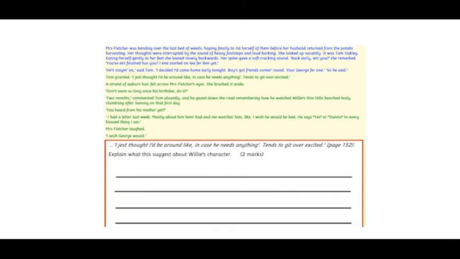Okay, Year 6, so now we're going to have a go at solving the question. The question says, "I just thought I'd be around like, in case he needs anything. Tends to get overexcited." And you can find this quote on page 152. Explain what this suggests about Willie's character. I would like you to have a think about what that means. So it says that Tom wants to be around in case he needs anything. And it also says that he tends to get overexcited. Talk to your adult. How would you solve this question? What evidence would you give from the text?